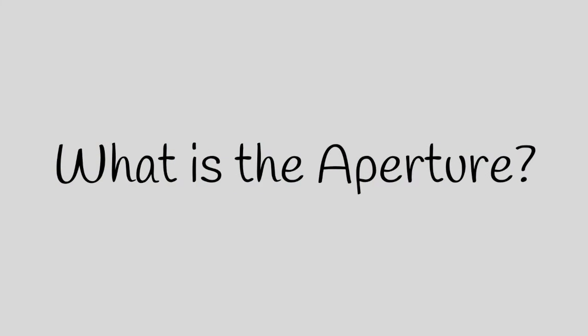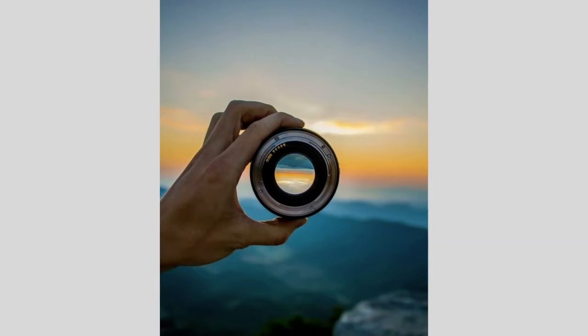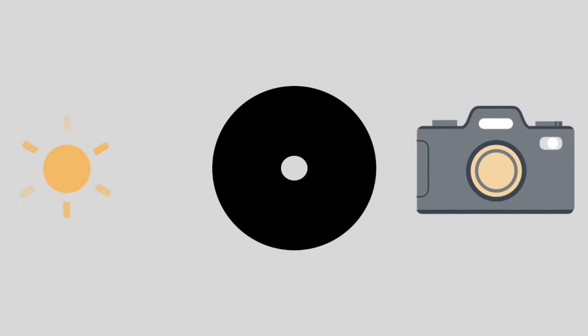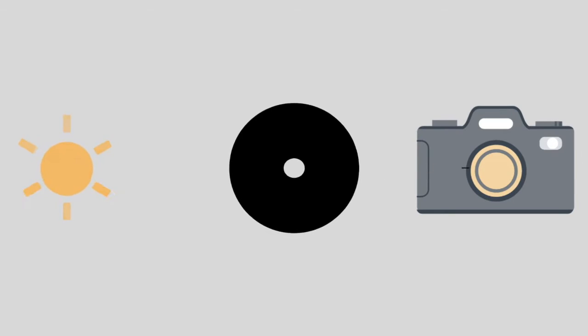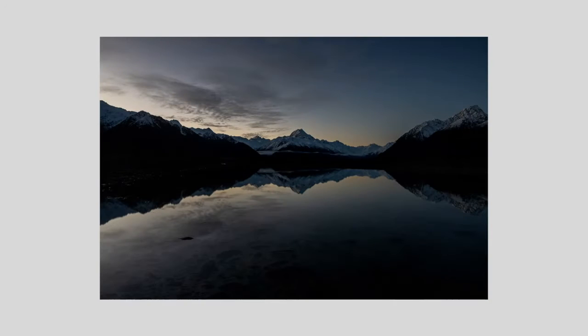Let's start with a recap of what the aperture is. The aperture is an opening in the lens of the camera which controls the amount of light that passes through. A bigger aperture allows more light to pass, while a smaller one lets in less light into the camera. Therefore, we can use the aperture to control the exposure of the photograph.